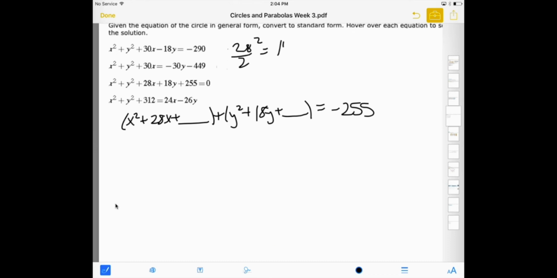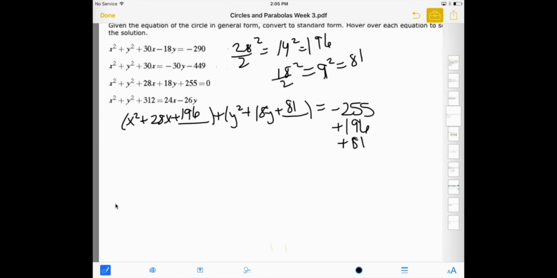I'm going to take my little formula, b divided by 2 squared, for my first grouping, so 28 divided by 2 squared gets me 196. And also don't forget to add that to the right-hand side, to your negative 255. I'm going to do the same thing for 18, but from a couple of problems ago, we know that it's going to be 81 because 9 squared is 81. And then again, don't forget to add that to the right-hand side.